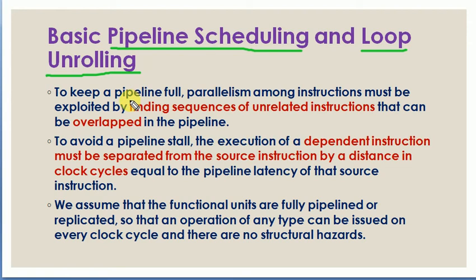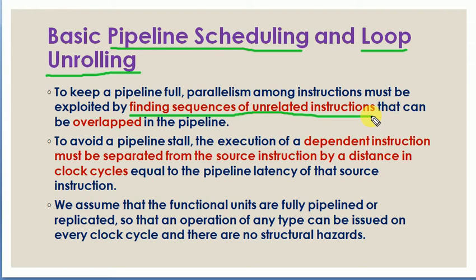To keep a pipeline full, parallelism among instructions must be exploited by finding a sequence of unrelated instructions. It is always better to find unrelated instructions, because if one instruction depends on another instruction, it is very difficult to implement parallelism. So it is better to execute unrelated instructions, so that one will not affect another.